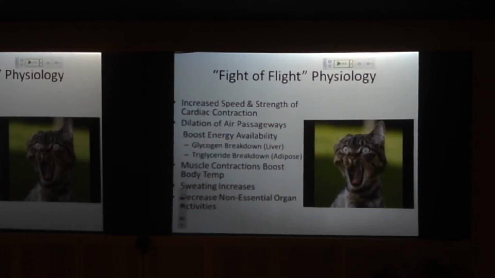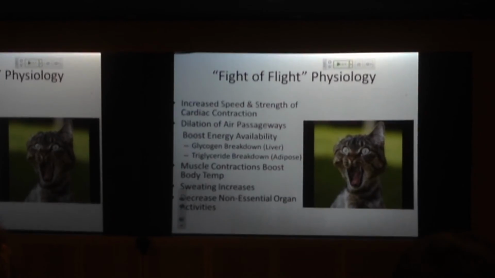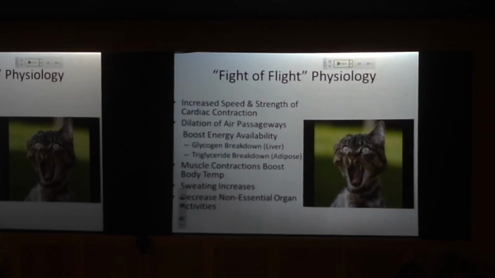And you have the dilation of the air passageway, which is through the beta-2 receptors, now we know. You also have your boosted energy availabilities, including the glycogen breaking down, triglyceride breaking down. You have your muscle contraction, increase the body temperature. You're going to increase the sweating, either through the acetylcholine receptors finding the global sweat glands, or local glands with the alpha-1 receptors found in your palms and the soles.